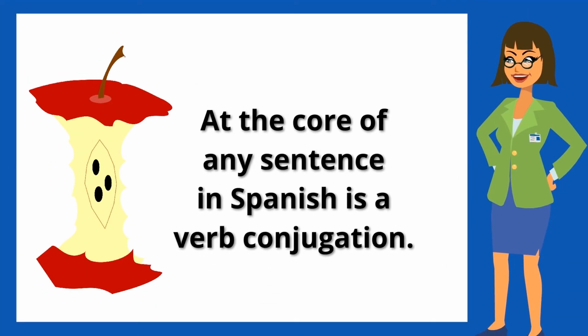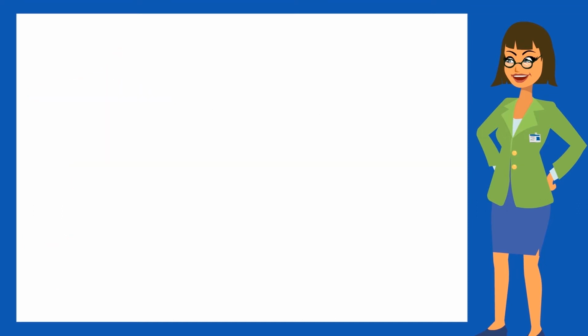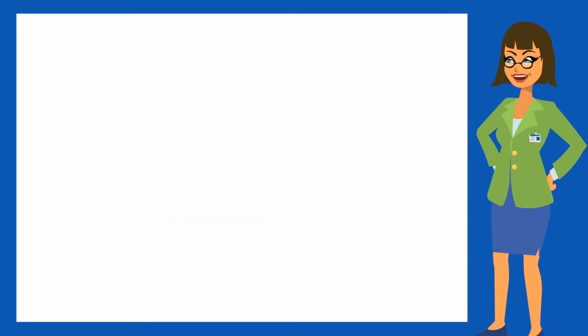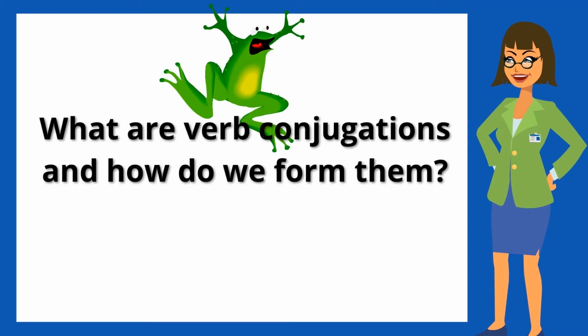At the core of any sentence in Spanish is a verb conjugation. Without a conjugated verb, we won't know who is doing what. Obviously, conjugated verbs are essential to meaning. So, what are verb conjugations and how do we form them?